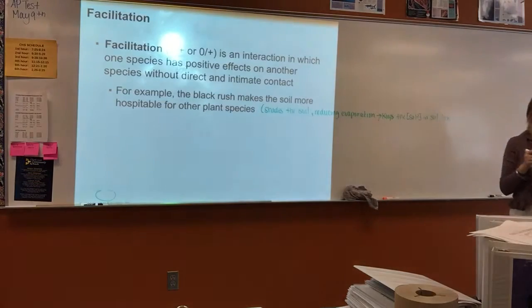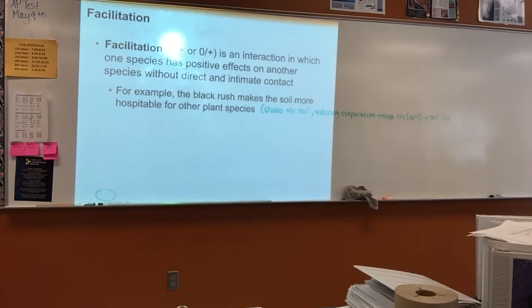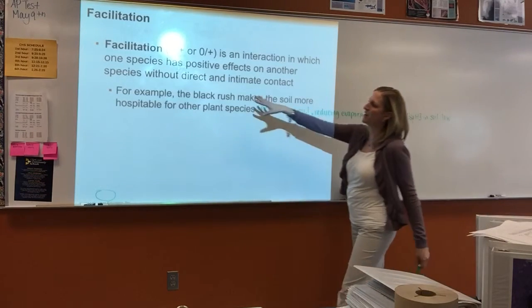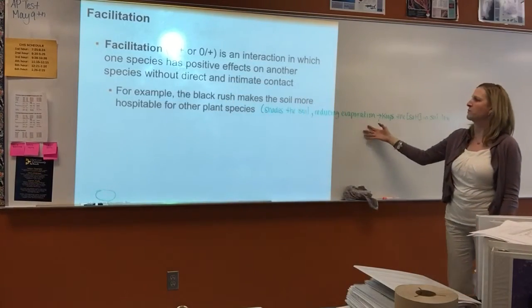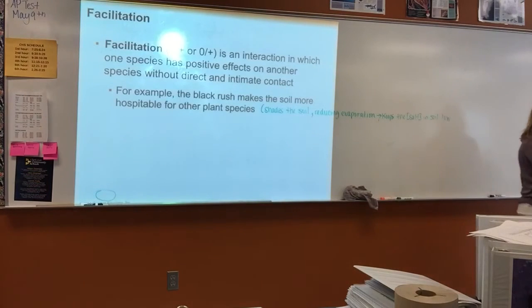Because this is a salt marsh, it has salt water. So if you have salt water and a bunch of water evaporates, you're going to have a higher concentration of salt, and therefore the plants might not be able to grow. So this black rush keeps the water in the soil, dilutes the salt, and so other plants can grow there and thrive. It says without direct and intimate contact; this plant doesn't really have any direct contact with the other plant, but by keeping water in the soil, it helps the other plants that live in this one. All right?